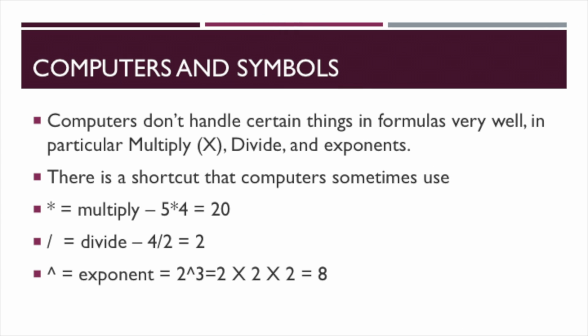Computers don't handle certain things terribly well in their formulas, like the multiply symbol, the divide symbol, and exponents. So there are some shortcuts that computers and their screens use. If you see an asterisk, that typically means multiply. If you see a slash, it typically means divide. And if you see what's called a caret, which is that up arrow, you'll see an exponent. So be aware that sometimes you may see those symbols, and they're just replacements for multiply, divide, and exponents.